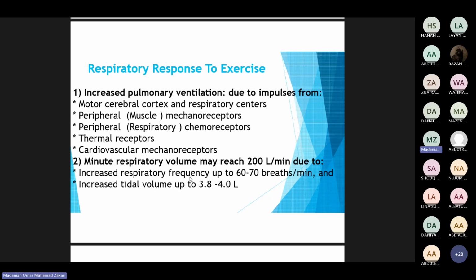Cardiovascular mechanoreceptors: the blood vessels in the chest have all these mechanoreceptors. They will feel changes in the pressure and changes in the volume, so they have a role in increasing pulmonary ventilation. All of these will be stimulated by the respiratory centers or central nervous system. Of course, the respiratory volume may reach 200 liters per minute due to increased respiratory frequency up to 60 to 70 breaths per minute, and increased tidal volume up to 3 to 4 liters. All right.